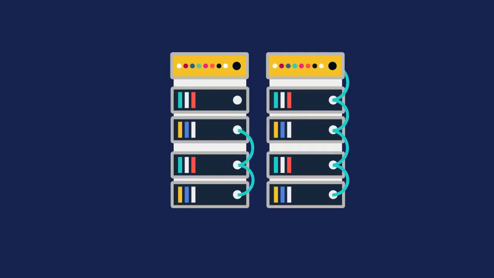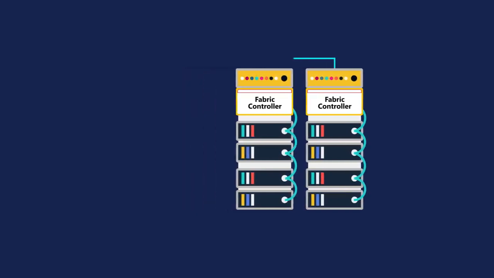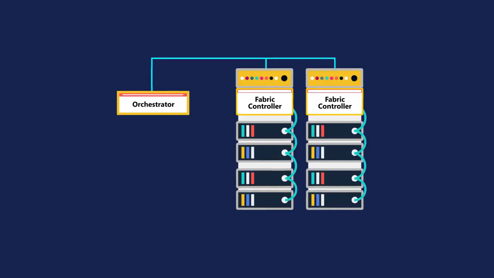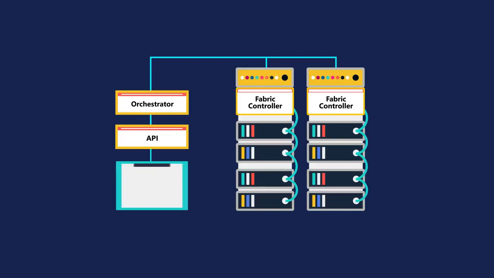One server in each rack runs a special piece of software called a fabric controller. Each fabric controller is connected to another special piece of software known as the Orchestrator. The Orchestrator is responsible for managing everything that happens in Azure, including responding to user requests. Users make requests using the Orchestrator's Web API. The Web API can be called by many tools, including the user interface of the Azure portal.